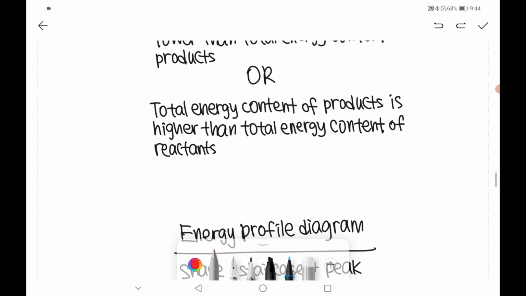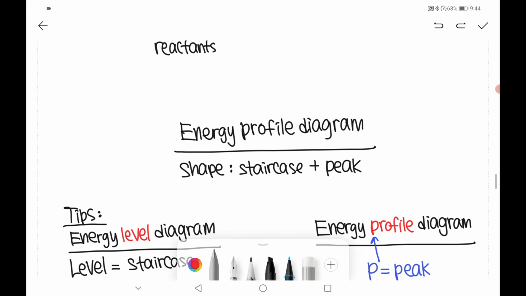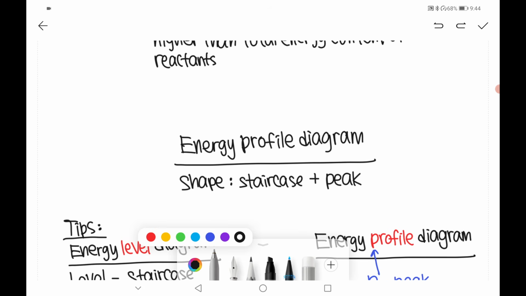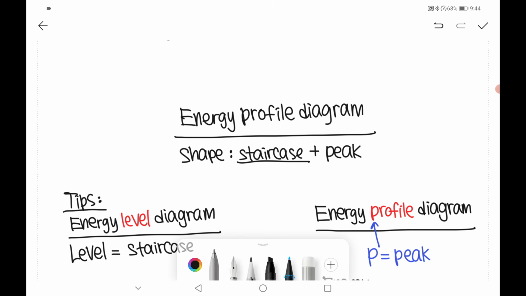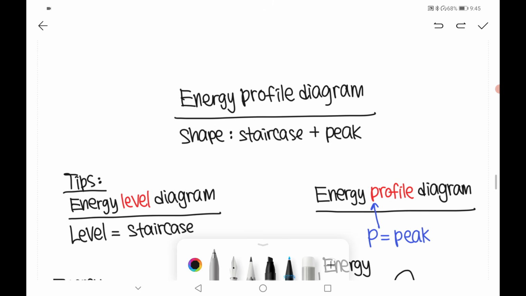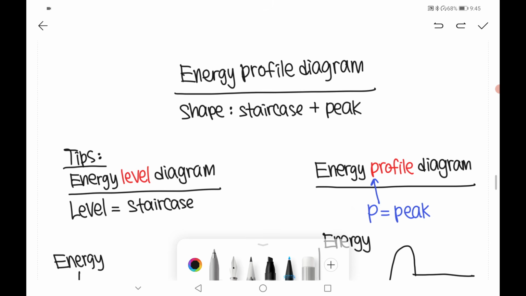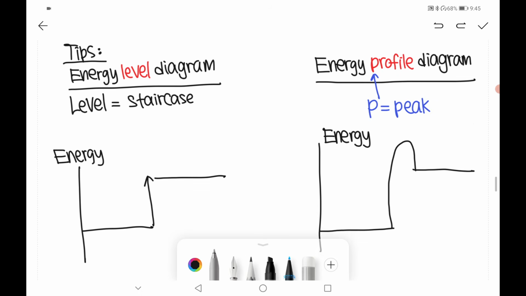The last part for today's lesson that we need to know is the energy profile diagram. We already learned about the energy level diagram, so now let's move on to the next one, which is the energy profile diagram. So what is an energy profile diagram? It is actually a diagram whose shape is a staircase plus a peak. So what do I mean? Let me show you these two diagrams here.